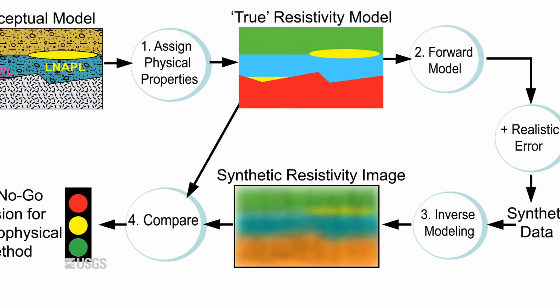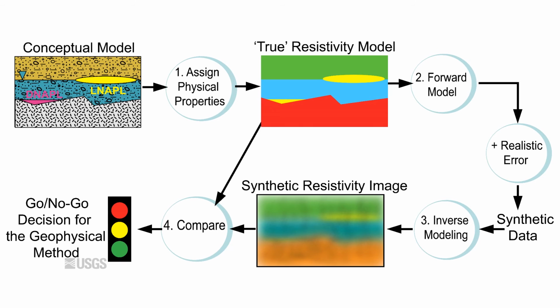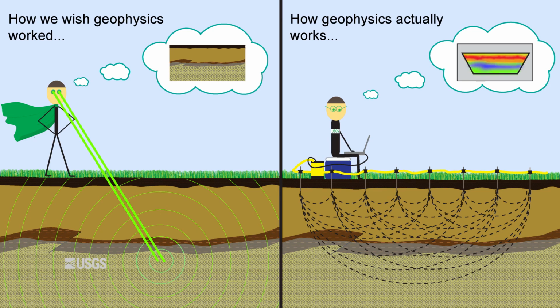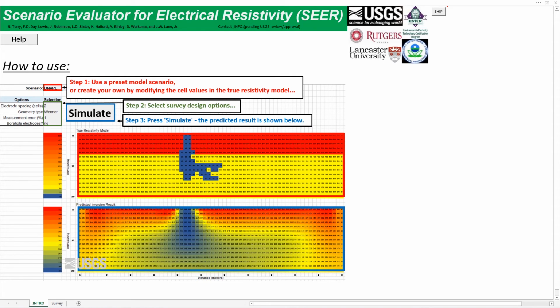Although you might assume the inverse model would always match the true resistivity model we created based on our conceptual model, it inevitably will not. Unlike in popular movies, real-world geophysical surveys don't provide magical 20/20 vision of the Earth's subsurface, but instead provide images that can be blurry and imperfect, yet still useful. Let's see how desktop feasibility studies with SEER can help you decide whether electrical resistivity imaging surveys are a go, no-go for a particular environmental investigation.